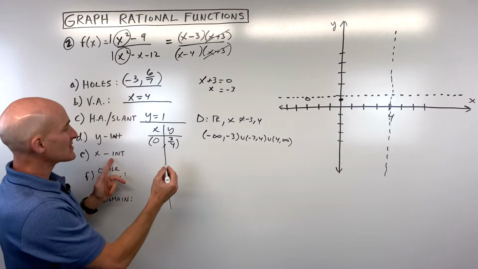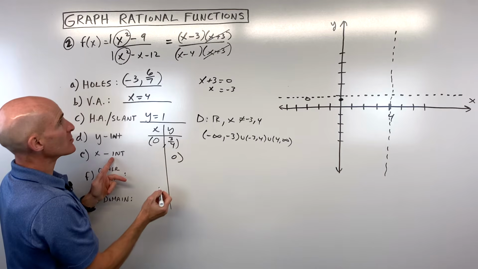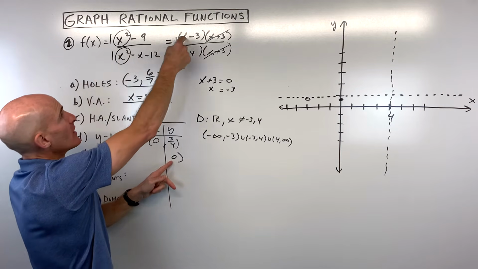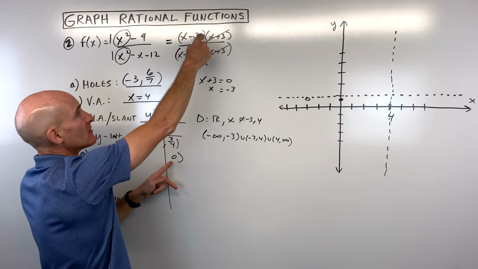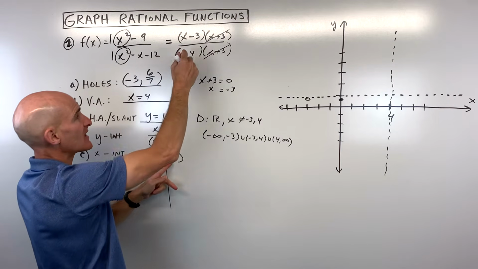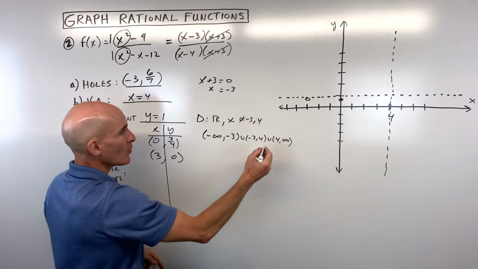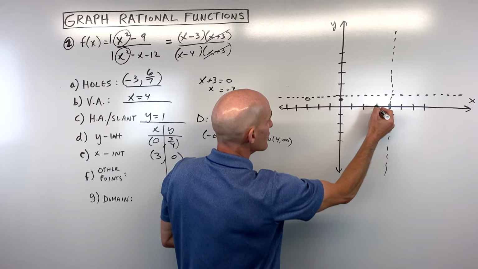Now with the x-intercept, we set the y coordinate to 0. And again, remember the shortcut is the only way that y is going to be equal to 0 is if the numerator's factors are equal to 0. So if I set x minus 3 equal to 0, I'm going to get x equals 3, which on my graph is going to be right here.